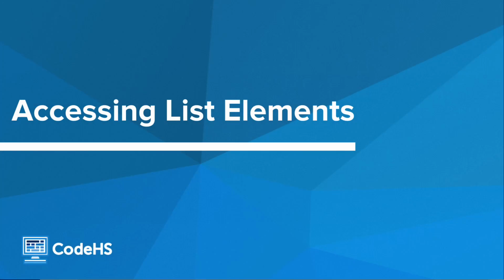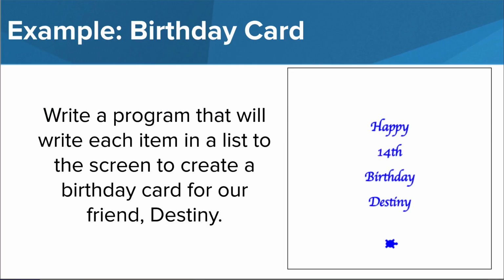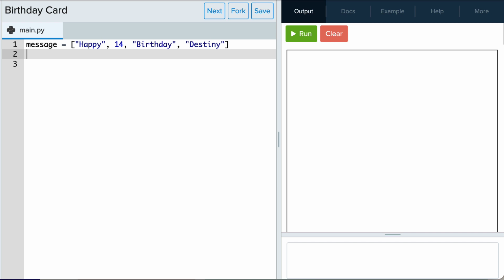Let's take a look at using index values to access list items in the editor. In this program, we're going to print a birthday message that is saved inside a list to the canvas item by item. To start, we have a list message that has each word of the birthday message we want to print to create our card. Let's move Tracy up to Y location 75 before we print the first item of our message.